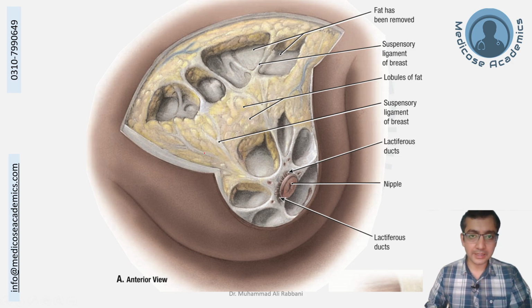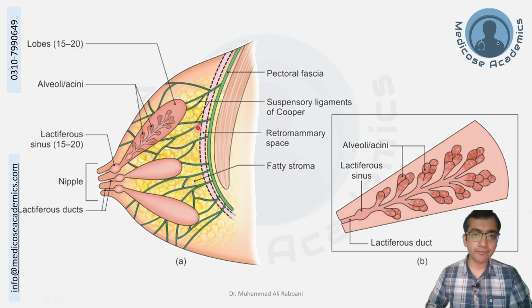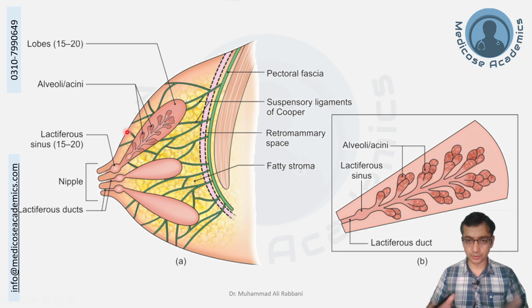So here's a picture from Grant's Atlas, majorly focusing on the stroma and the suspensory ligaments of Cooper, with the tissue and the fat between them removed. Here's again a picture from BD Chaurasia focusing on the pectoralis fascia and the connections of the ligaments of Cooper from the pectoralis fascia all the way to the skin. As you can see, these ligaments of Cooper are spread out uniformly on the skin surrounding the breast and not so much at the nipple.